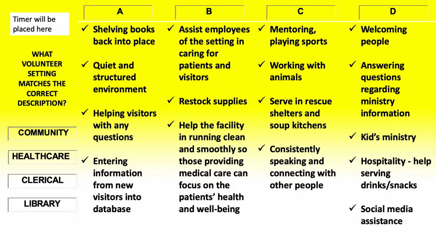As you can see, there are 4 volunteer settings to the left under the phrase, "What volunteer setting matches the correct description?" There is community, healthcare, clerical, and library. You will have 1 minute to guess which setting matches the descriptions on the right side of the screen. There will be a timer at the top left corner of the screen and a song to go with it to let you know how long you have left. Feel free to pause the video if you need more time. Ready, set, go.